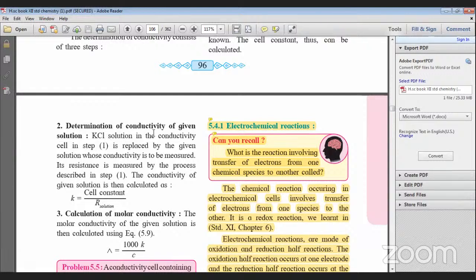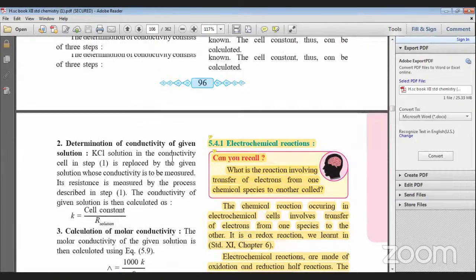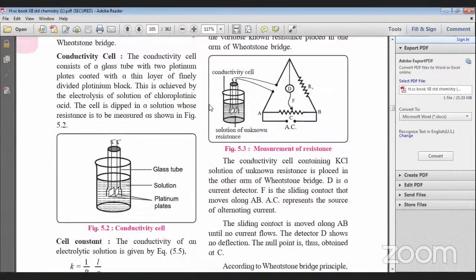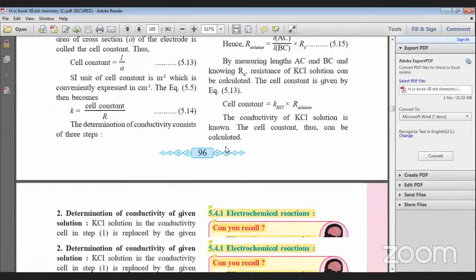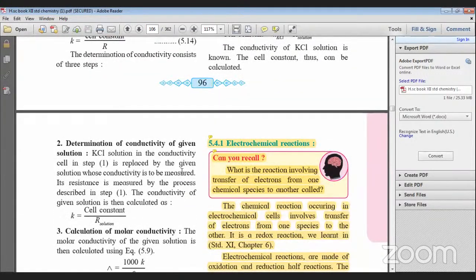Now you can also determine the conductivity of a given solution. Yes, you can also determine the conductivity. So how will we determine the conductivity? The KCl solution in the conductivity cell in step 1 is replaced by the given solution. When we replace it by the given solution whose conductivity is to be measured, its resistance is measured by the process described in step 1. The conductivity of a given solution is then calculated.